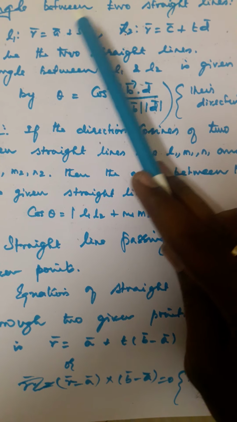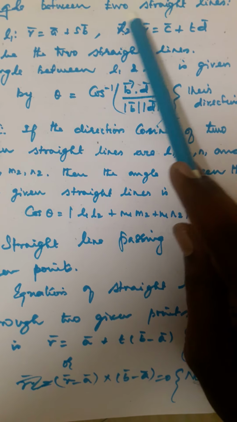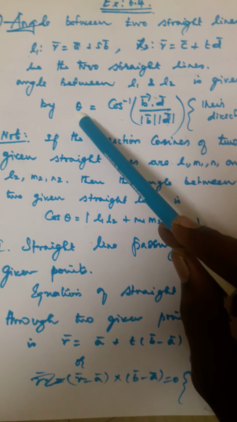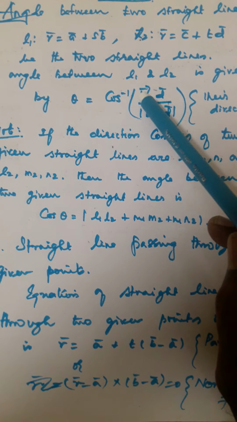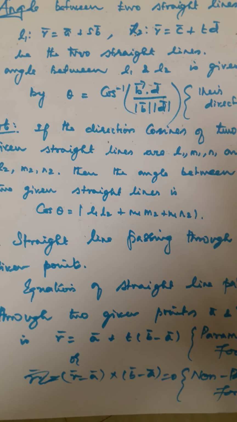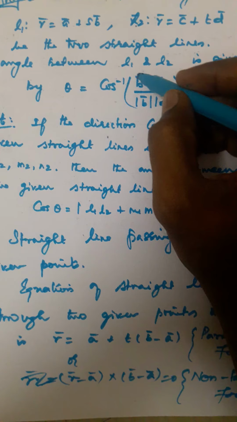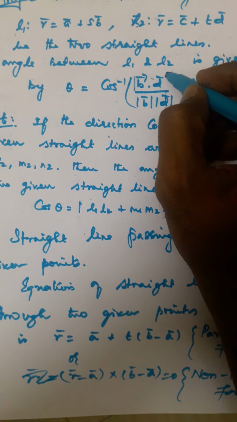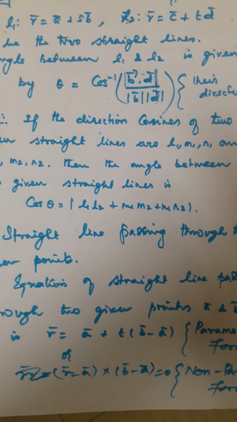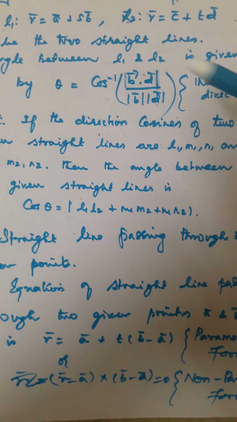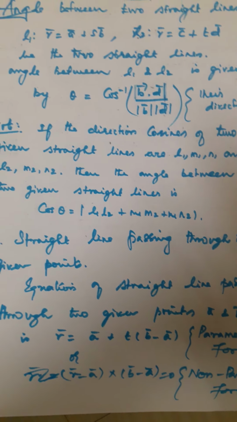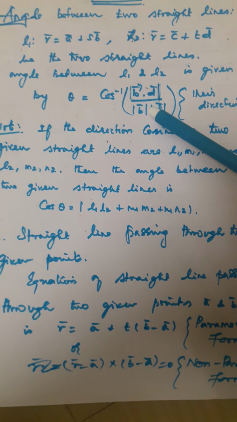We are finding the angle between line 1, L1, and L2. The formula is given by theta equal to cos inverse of modulus of b vector dot d vector by modulus of b vector modulus of d vector. Both numerator and denominator you have the modulus. Cos is an even function, so no need to worry about the sign, but your formula is modulus of b vector dot d vector by mod b vector mod d vector, right?